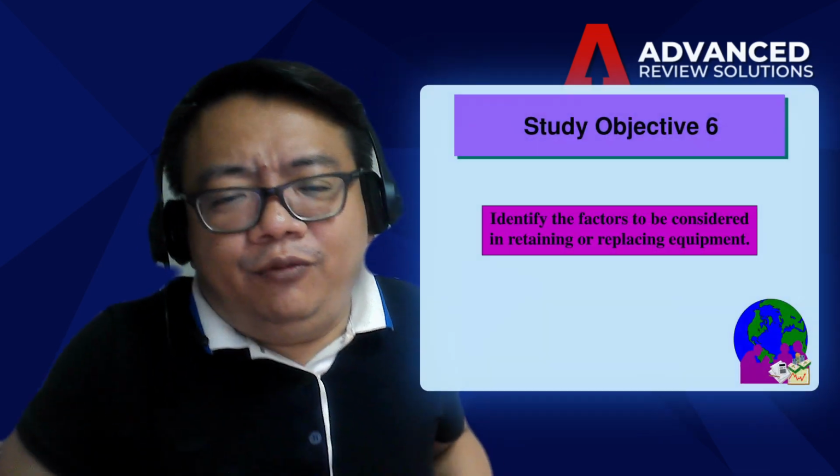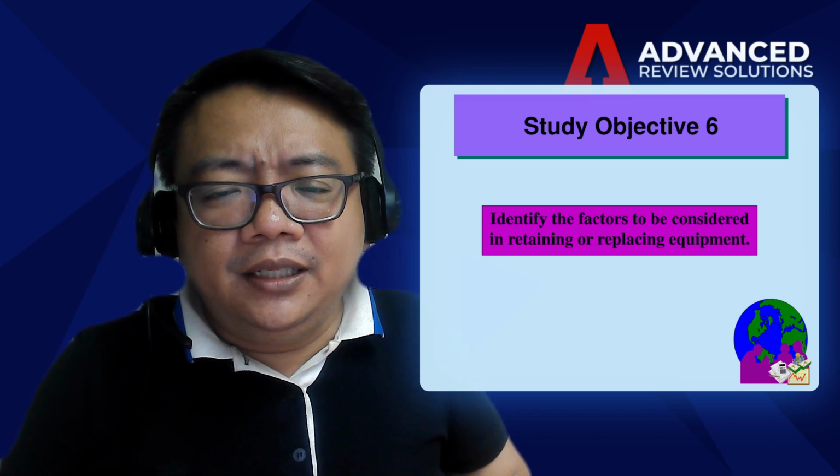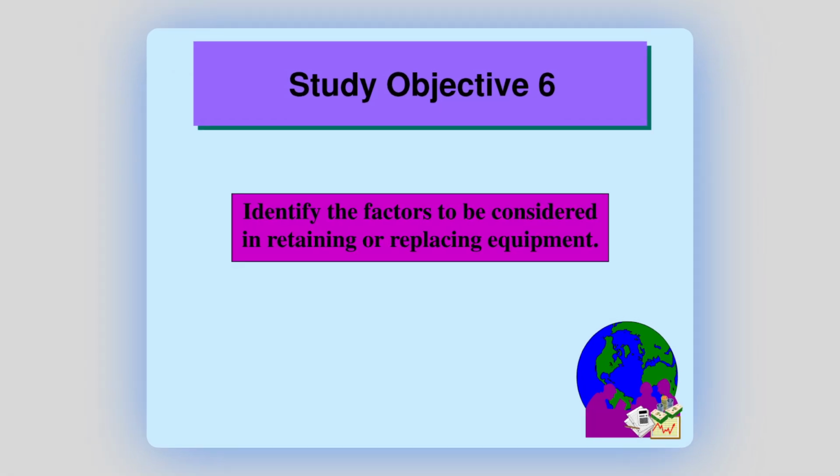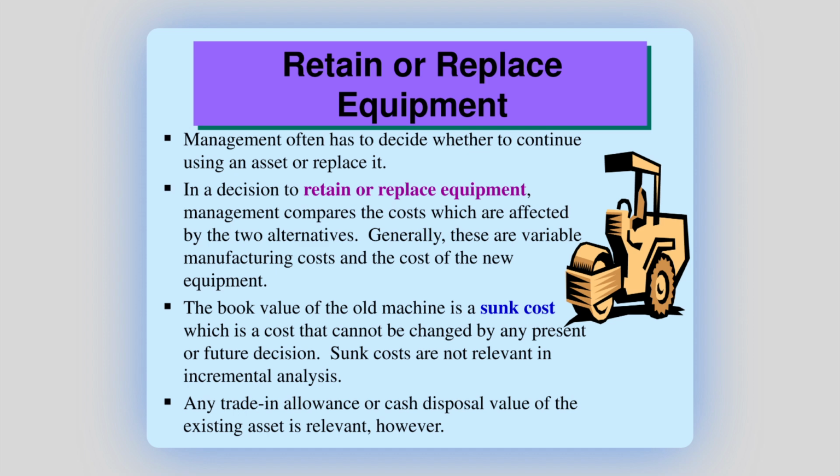Okay, we go to number 4. Identification: whether to retain or to replace an equipment. It is like capital budgeting, except capital budgeting is more complex. This one is easy and basic. Management often has to decide whether to continue using an asset or replace it. So, this is our goal.